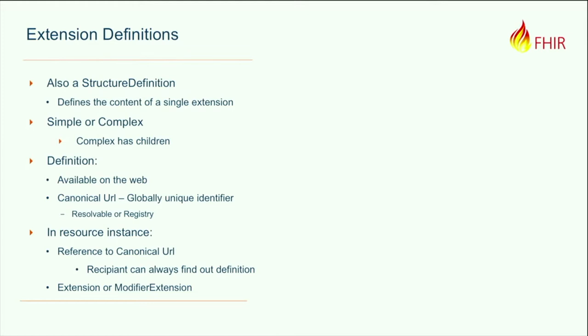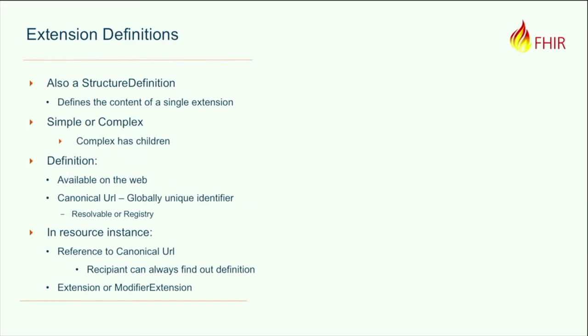Extension definitions. And I touched on this before, every time you define an extension, as we've talked about race and a number of different things, you must create, again, a structure definition which defines exactly what's inside that extension, what the extension actually means. And the purpose of that, of course, is so that a recipient can always find what the meaning of an extension is. An extension can be simple or it can be complex. And again, you've used this in the UK.